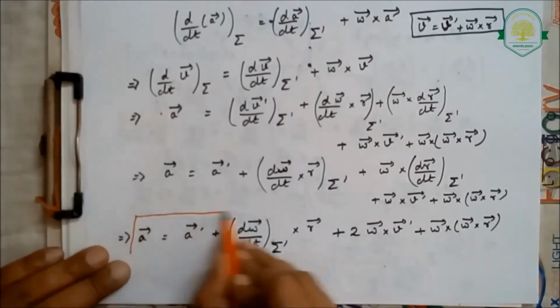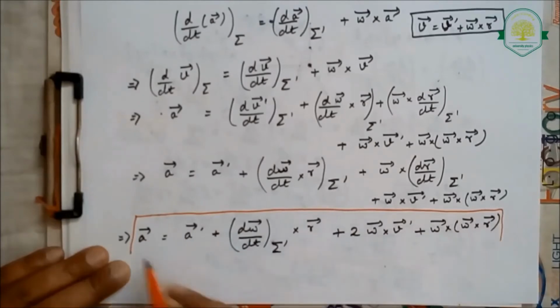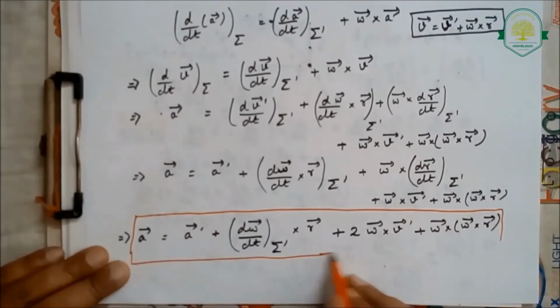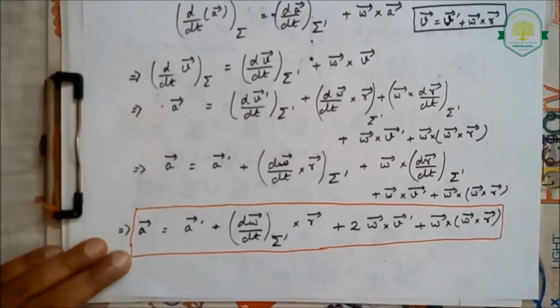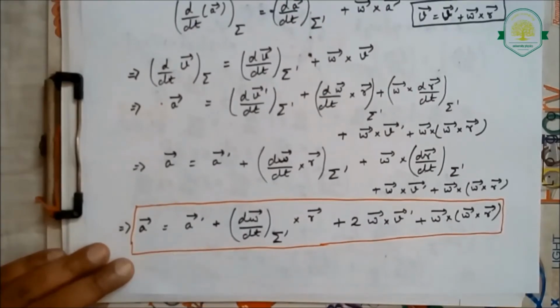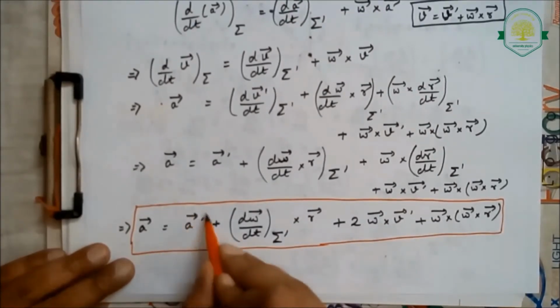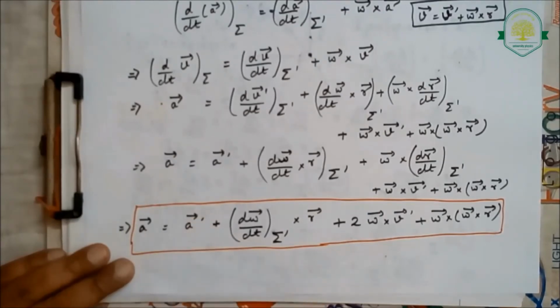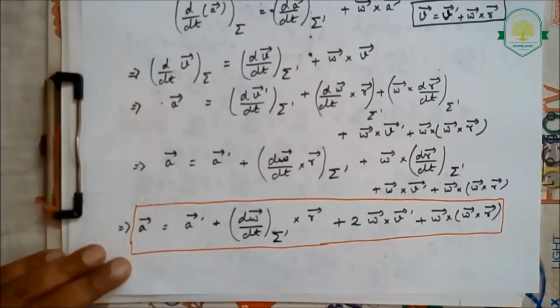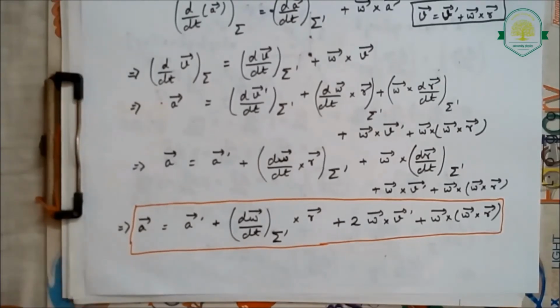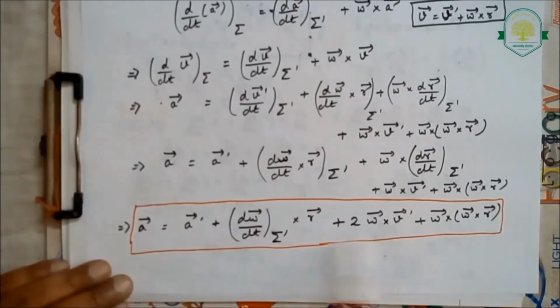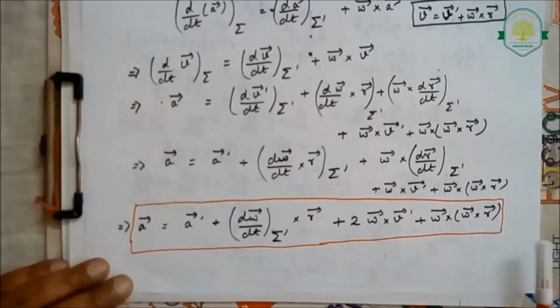for the relation between acceleration in a non-rotating frame of reference and acceleration in a rotating frame of reference. A prime is the acceleration in the rotating frame of reference, A is the acceleration in the non-rotating frame of reference, and we'll discuss more about this formula and solve maybe one problem in the next video.